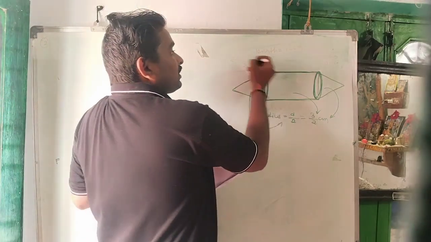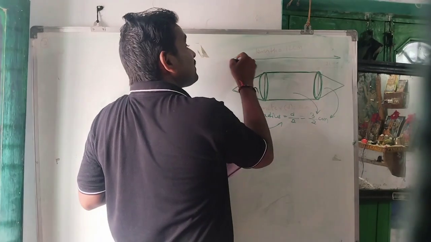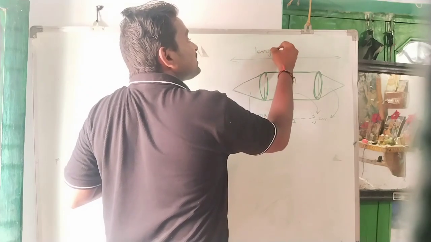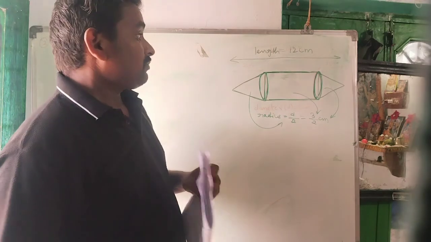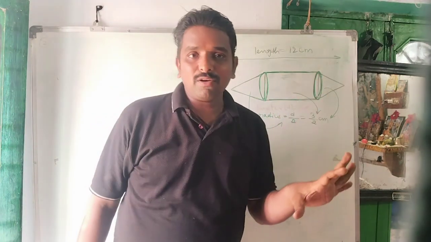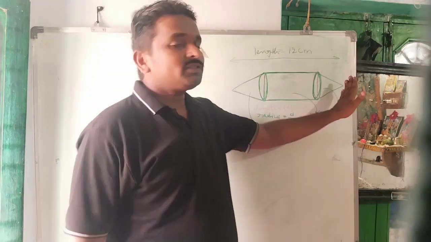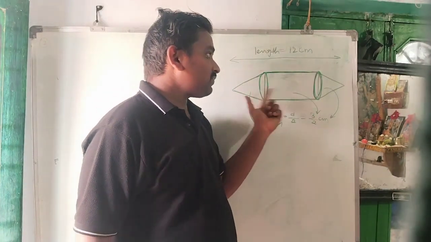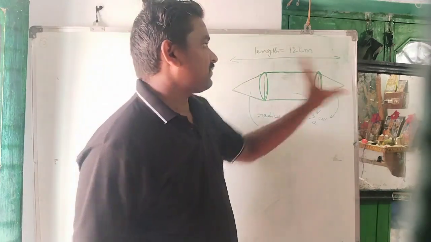The diameter of the model is 3 centimeters and its length is 12 centimeters. Remember one thing, 12 centimeters is the total length of the given three-dimensional figure. If you think 12 centimeters is the length of the cylinder, that will be wrong. 12 centimeters is not the length of the cylinder. It is the total length of the 3D figure.